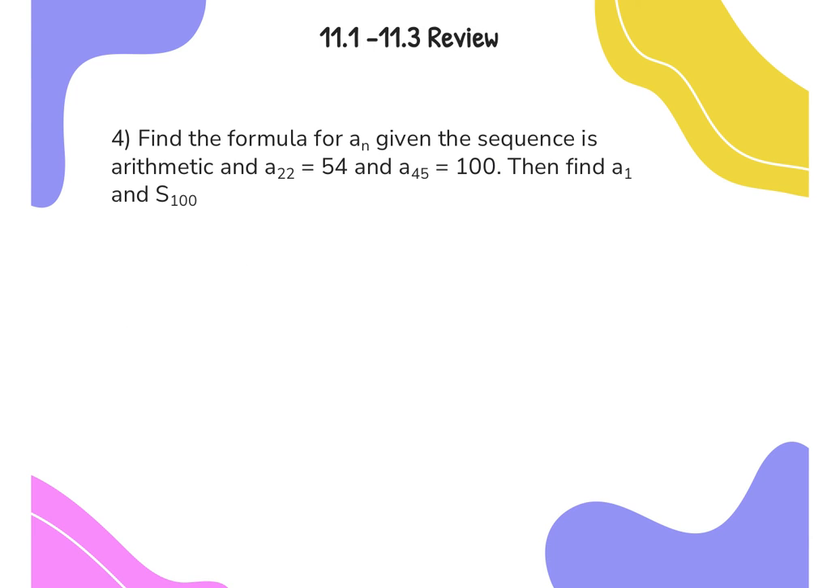All right, 4, find the formula for a_n given the sequence is arithmetic, and a_22 equals 54 and a_45 is 100. Then find a_1 and S_100. So this is where, because you were not given consecutive integers, you're going to use that little formula. So the first thing is, well, the equation is a_n equals a_1 plus d times n minus 1. I don't know a_1 and I don't know d. So I'm going to do 100 minus 54 over 45 minus 22.